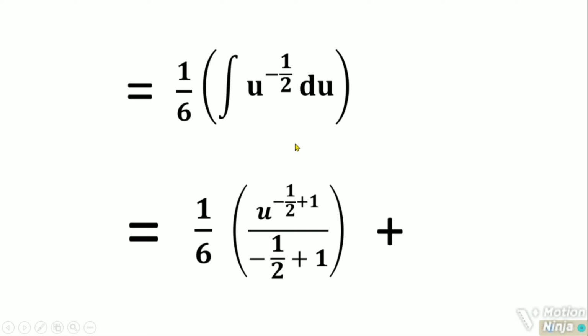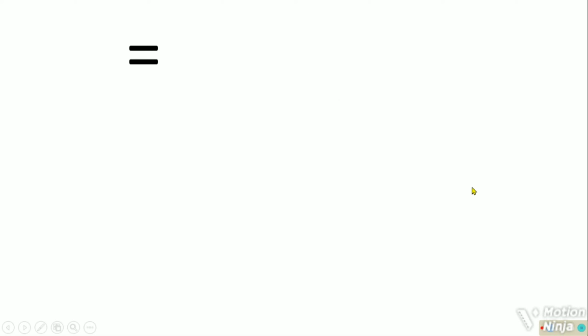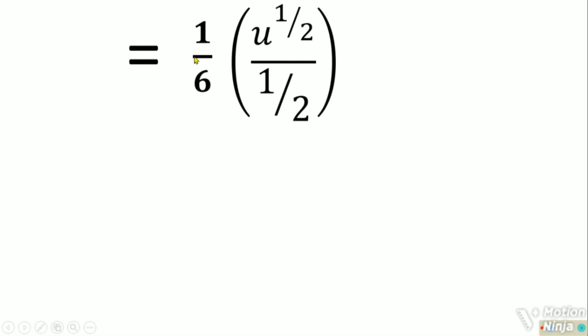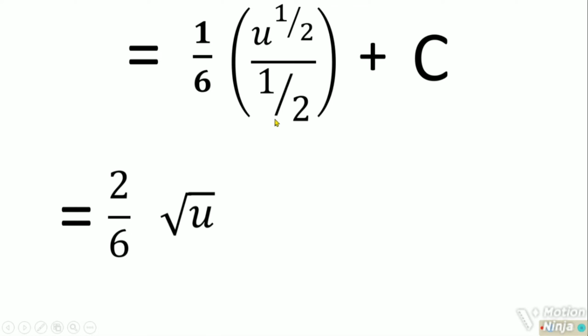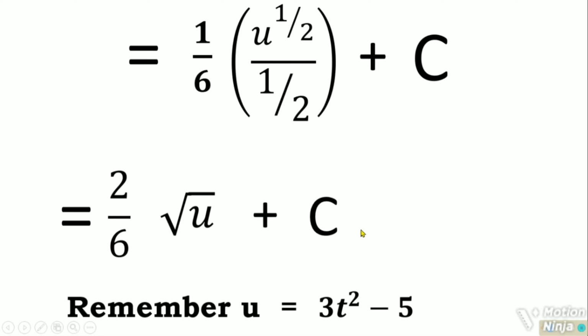Then after integrating, we add a constant c, because we assume that during differentiation there was a constant that was differentiated and became 0. Our statement will be 1 over 6 in the bracket, u^(1/2) divided by 1/2, plus constant c. This becomes 2 times u^(1/2), and we bring the 2 outside, so it will be 2 over 6. Inside we will have the square root of u, because u^(1/2) is the same as the square root of u, and then we add a constant as usual.